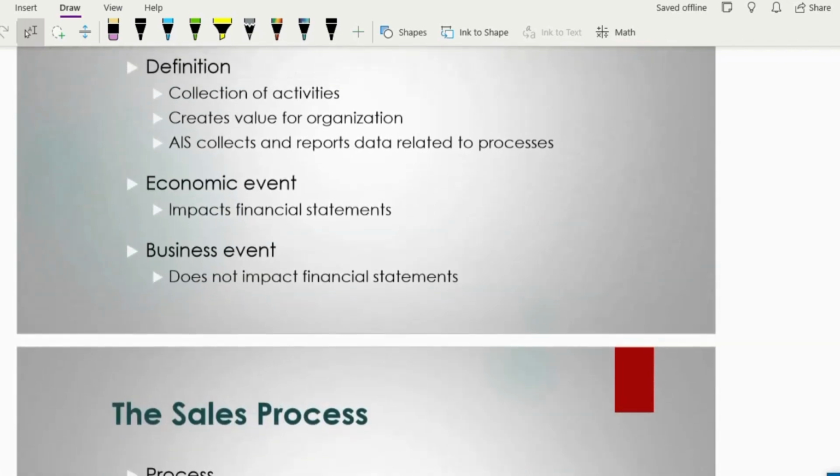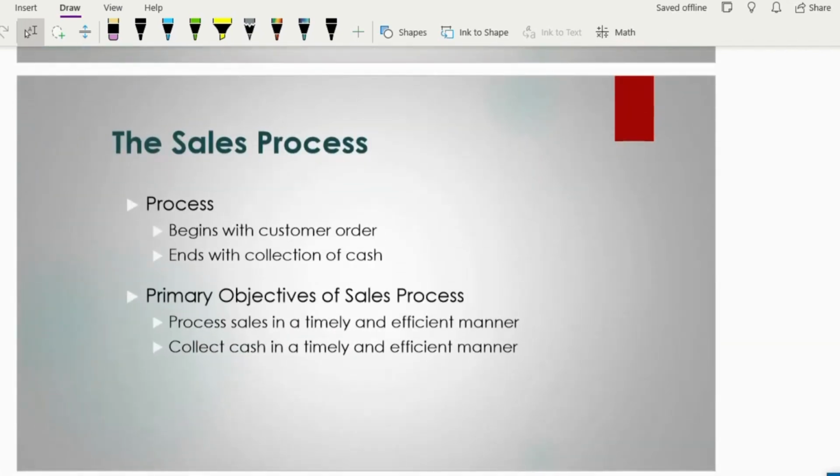Let's move on towards our first process, which is the sales process. So when I say the sales process, this is the first one. This process begins when you get the order from the customer. So it begins with the customer order, and it ends when you collect the money from the customer.